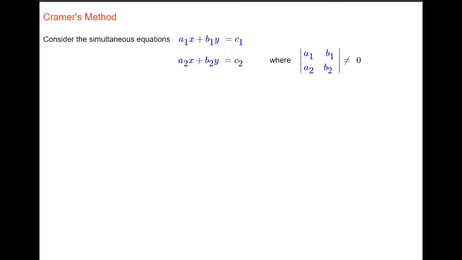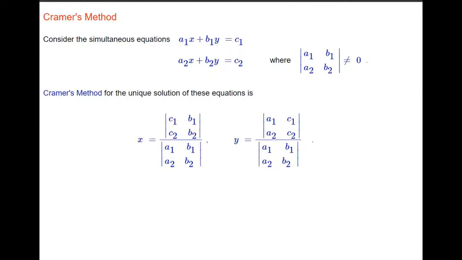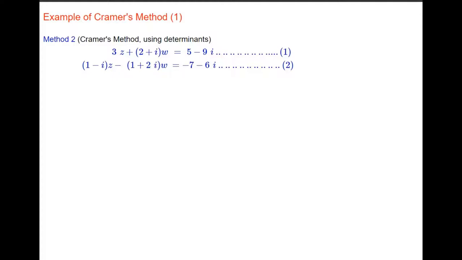Consider the simultaneous equations a1x + b1y = c1 and a2x + b2y = c2, where the determinant of a1 b1, a2 b2 is non-zero. Then Cramer's method for the unique solution of these equations is x equals the determinant of c1 b1, c2 b2, over the determinant of a1 b1, a2 b2, and y equals the determinant of a1 c1, a2 c2, over the determinant of a1 b1, a2 b2. Now we'll solve those two simultaneous equations again, but this time we'll use Cramer's method.